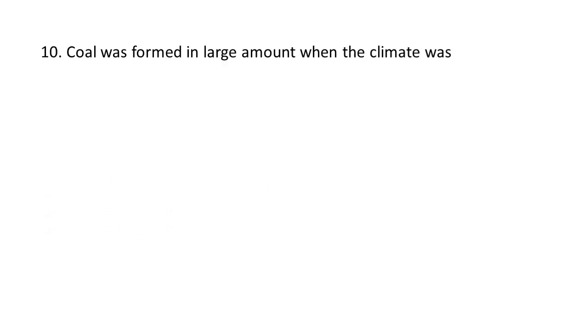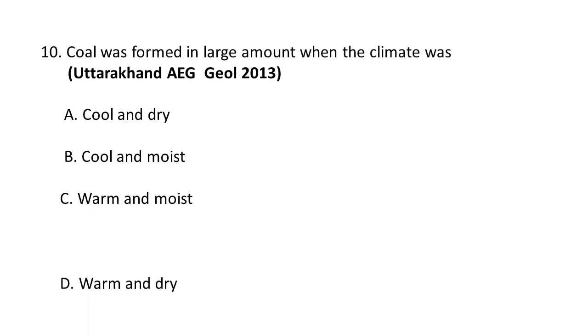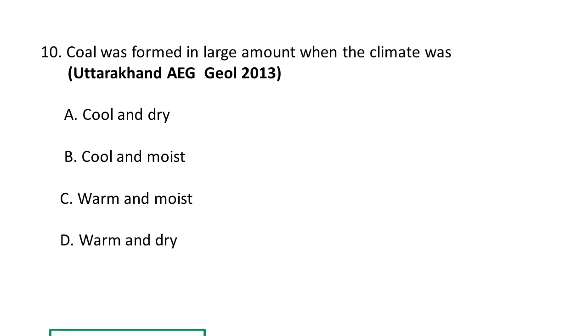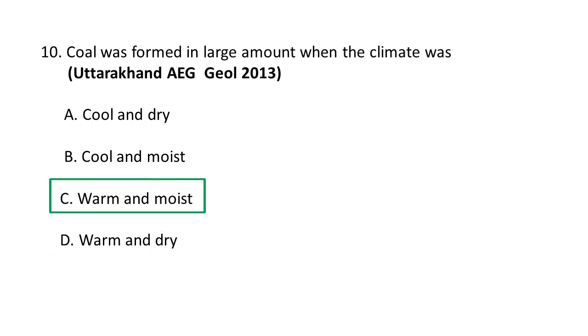Next question. Coal was formed in large amounts when the climate was: A. cool and dry, B. cool and moist, C. warm and moist, D. warm and dry. So coal was formed in large amounts when the climate was warm and moist, because coal was formed in large quantities during periods when the climate was warm and moist, primarily in swampy environments where large amounts of plant material accumulated and were buried over time, and eventually transformed into coal under pressure and heat.